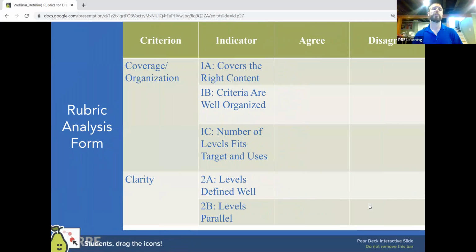So as we think about that rubric, again, for that social studies teacher, what is some feedback that we would give to them? Does the rubric appear to cover the right content? Were those criteria well organized? Does the number of levels seem appropriate for the case in which we're using it? Were those levels defined well? And are those levels parallel to each other? Do they talk about the same thing at each level?